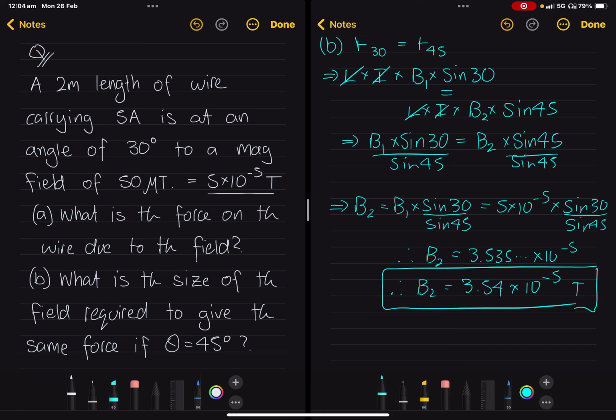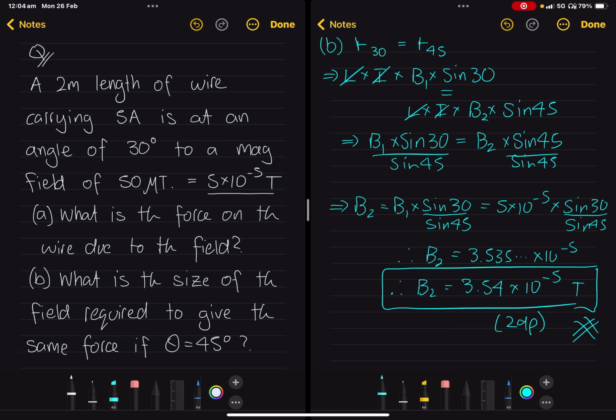And this is if we round this to, say, 2 decimal places. Depending on what you round it to, your answer will change a little bit, but it's about 3.54 times 10 to the minus 5 teslas. And this is consistent with what we expected. We expected a slightly weaker field to produce the same force if the angle was greater.